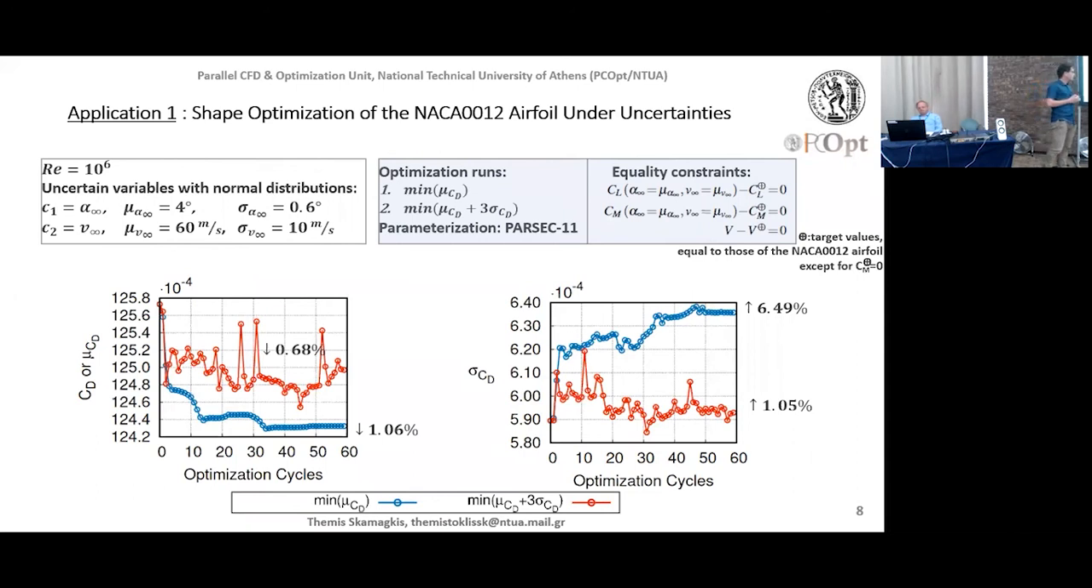So with the mean value of CD as the objective function, within the span of 60 optimization cycles, this was reduced by 1%. However, the standard deviation increased by 6.5%. For the run with the standard deviation in the objective function, this increase was mitigated, but at the expense of a much lower reduction in CD.